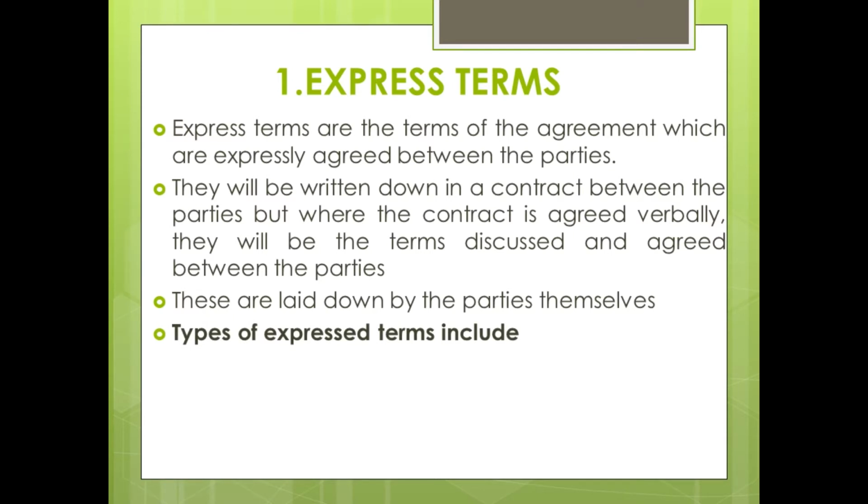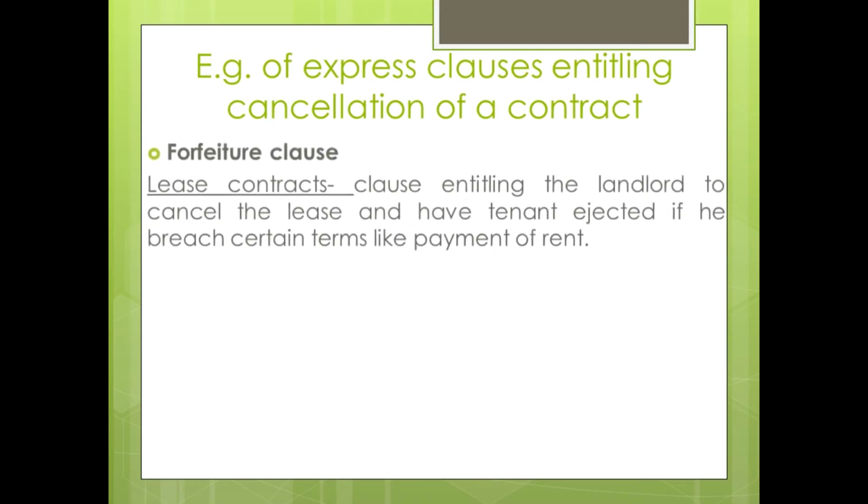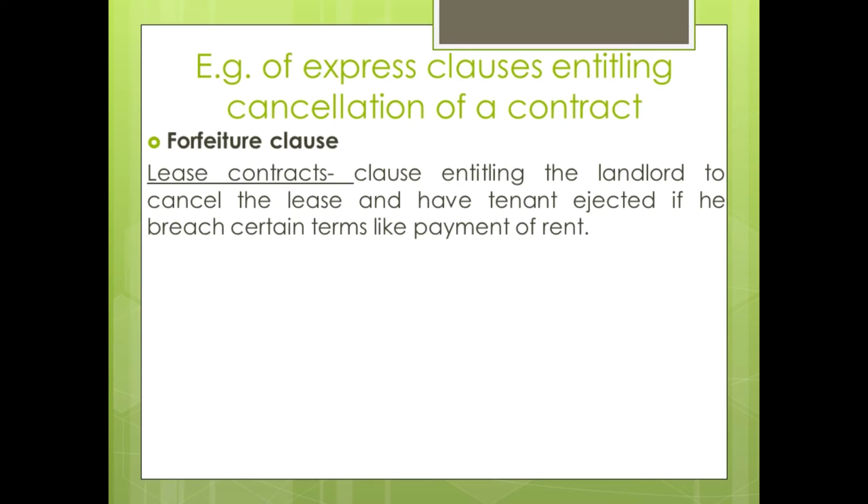The types of express terms we meet every day include charges, delivery, returns and warranties, as well as payment negotiations. But we also have express clauses entitling cancellation of a contract, and these include the forfeiture clause. This clause is found in lease contracts. It is a clause which entitles the landlord to cancel the lease and have the tenant ejected if he breached certain terms like payment of rent.